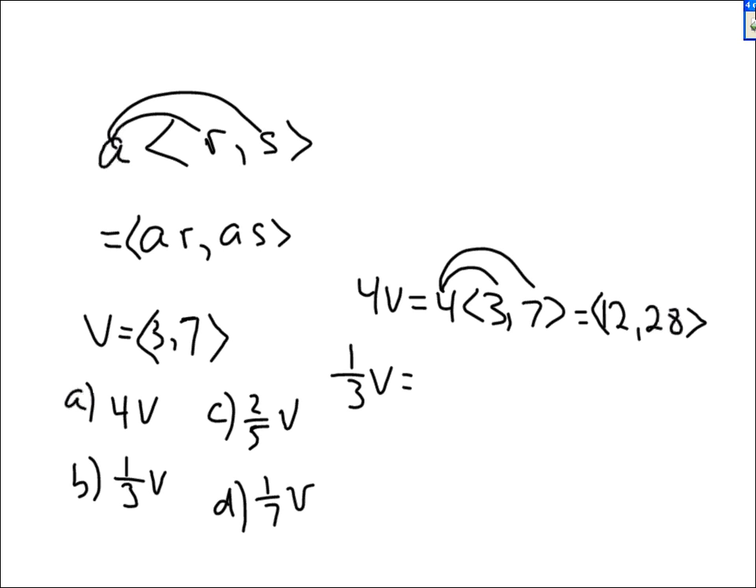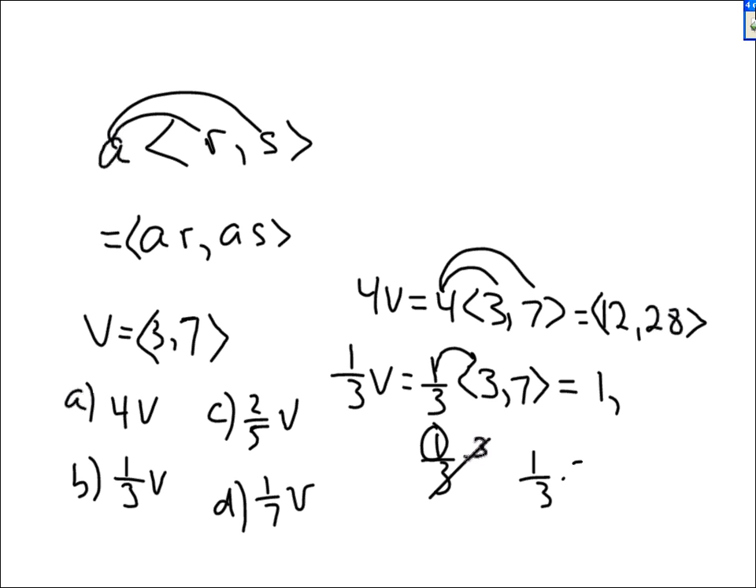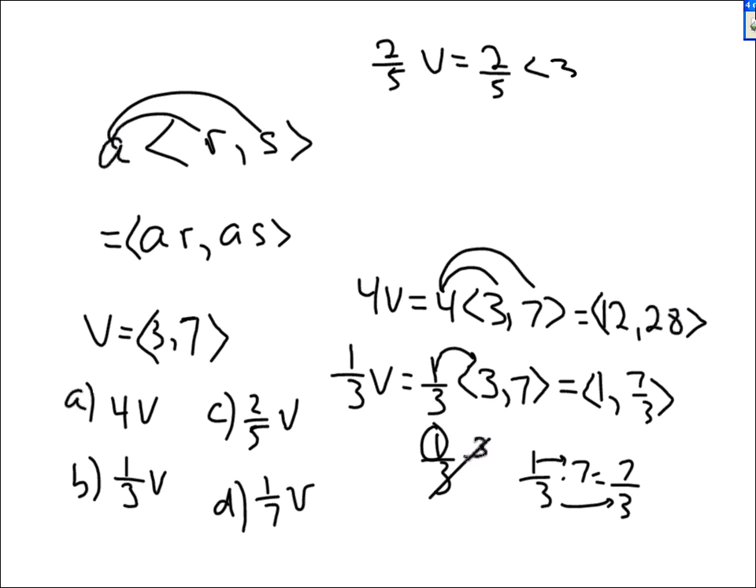Part B, 1/3 v. That is 1/3 of (3, 7). 1/3 times 3 is just 1. 1/3 times 7, well, 1 times 7 is 7 over 3. And there's that answer. Part C, 2/5 v. Well, it's 2/5 times (3, 7). 2/5 times 3 is 6/5. 2/5 times 7 is 14/5. And there's the answer.